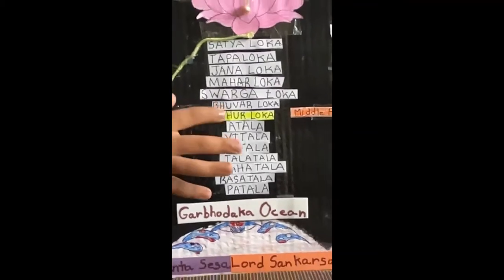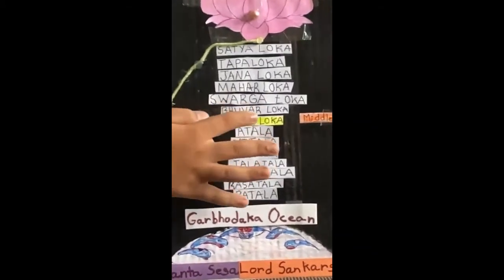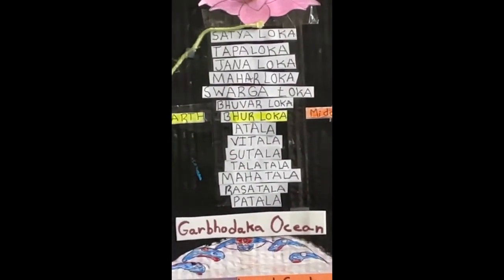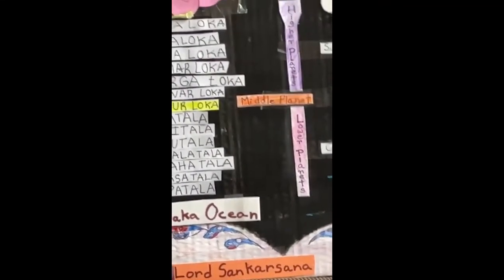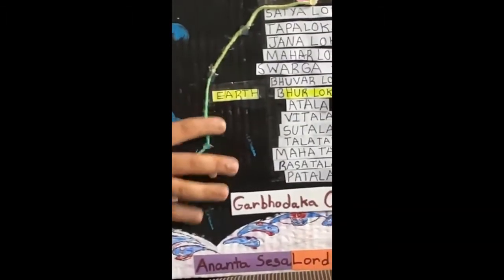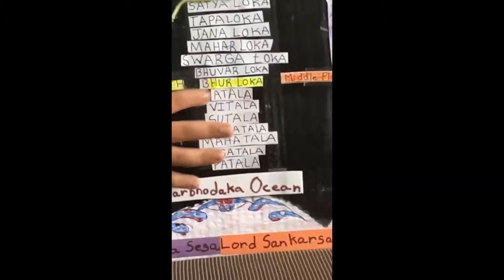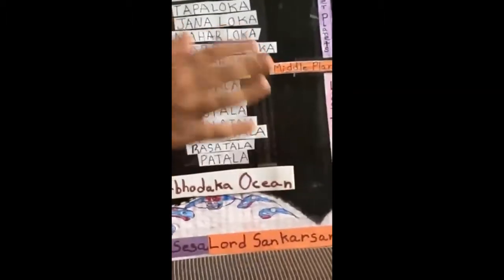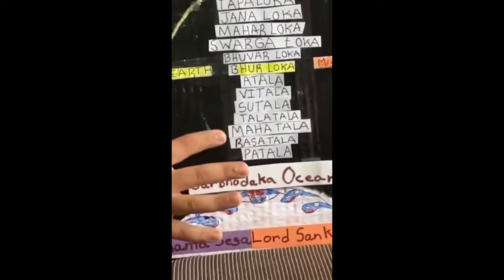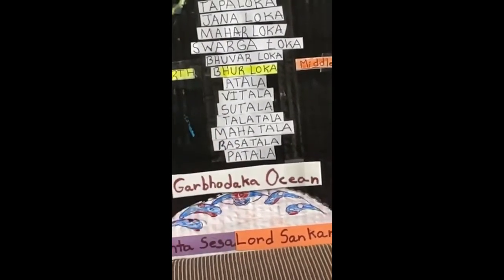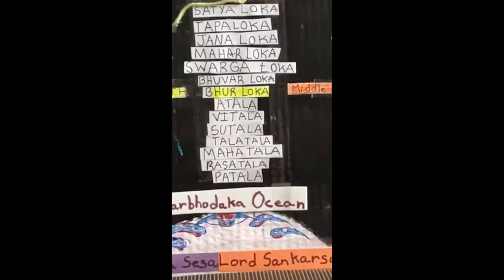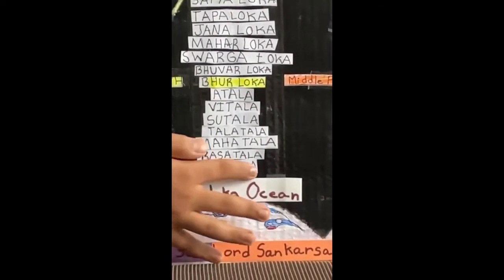Now, the middle planet, which is both subtle and gross, is known as Bhuloka, which consists of Earth. This is where we are. Then the hellish planets, the lower planets, which are just gross, consist of Atala, Vitala, Sutala, Talatala, Mahatala, Rasatala, and Patala. These hellish planets are called Patalaloka, hence the name of the last planet, Patala.